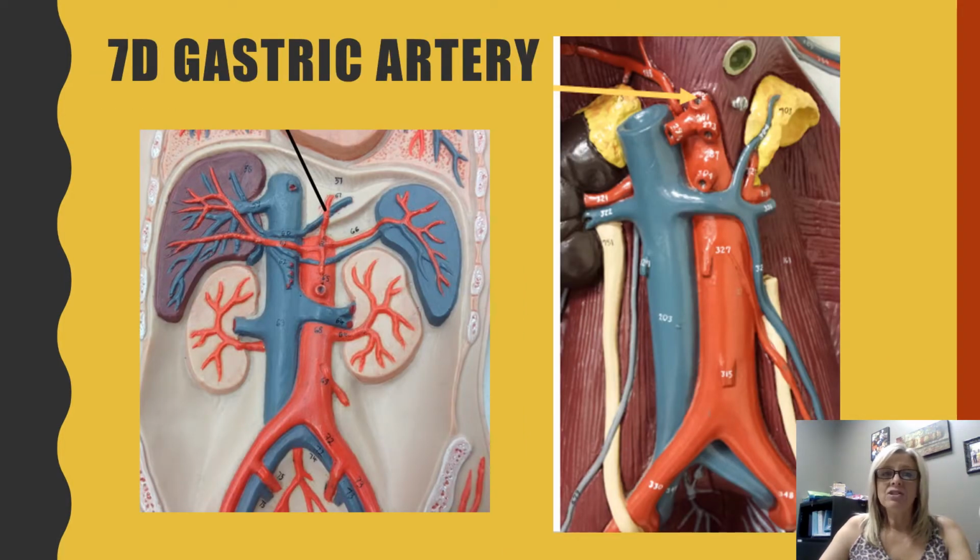Next, we have the gastric artery. And so gastric, of course, refers to the stomach. This is the first and the smallest branch of the celiac trunk. And it's going to go along the lesser curvature of the stomach and join together with the right gastric artery. So the gastric artery will be the top one here. Sometimes I draw it on the board in lab classes and it's kind of wavy looking, and it's going to go over towards the stomach.